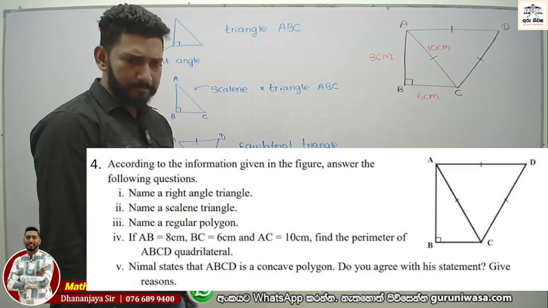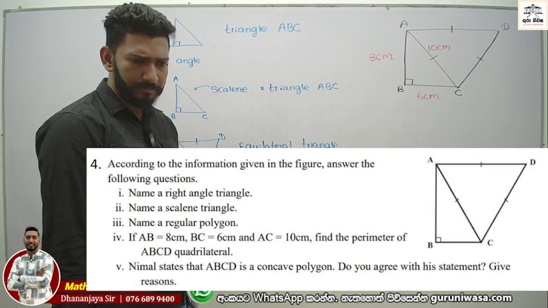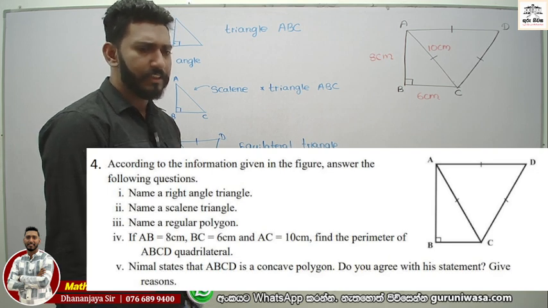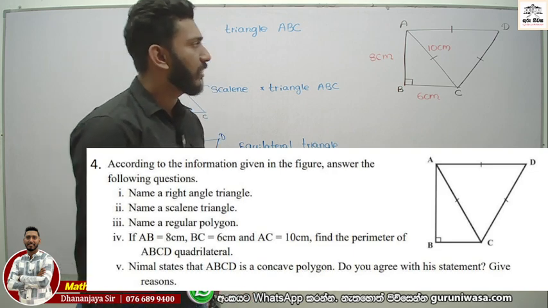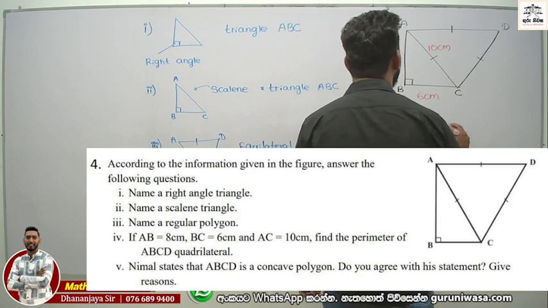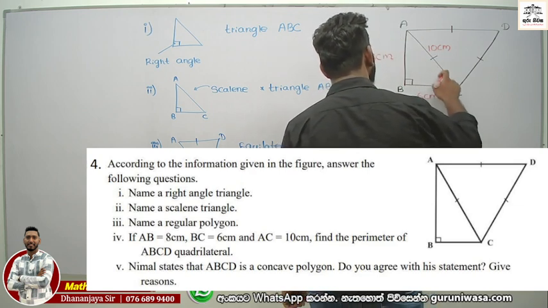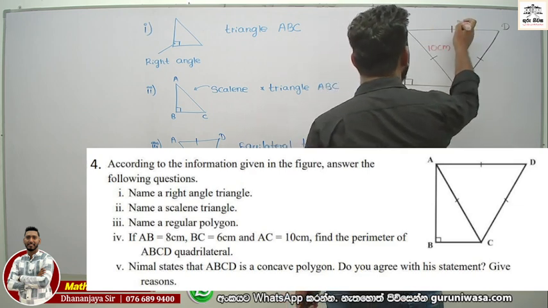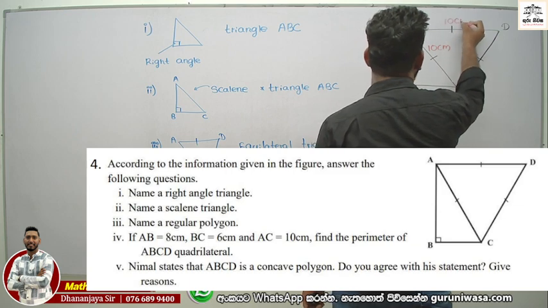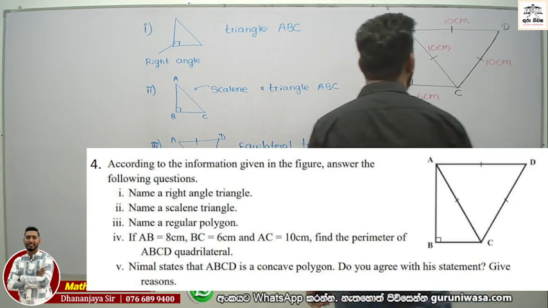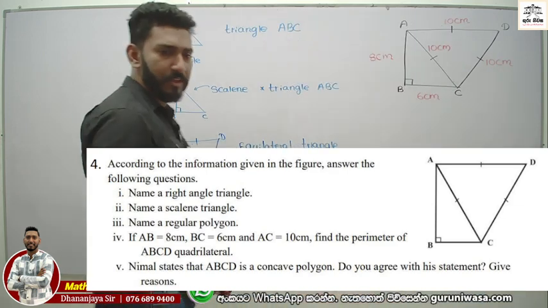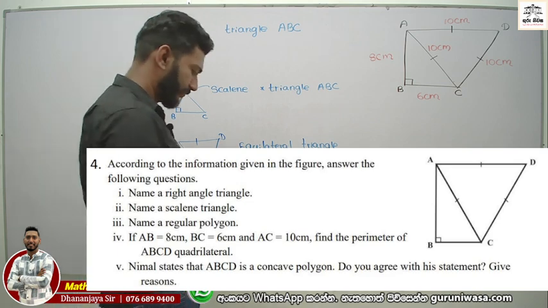As well as, find the perimeter of the ABCD quadrilateral. Now look at this. This one is 10. AC is equal to AD. Therefore, this one is also 10. This one is also 10. Alright. Then what happens? You have to find the perimeter.